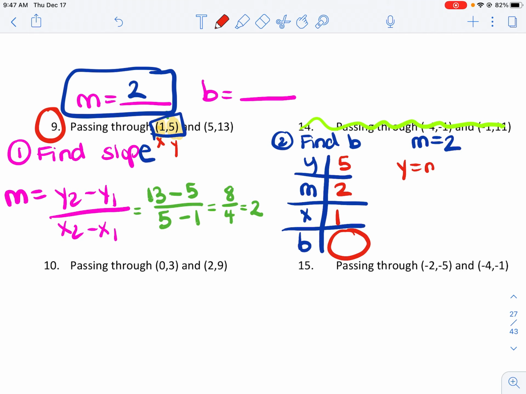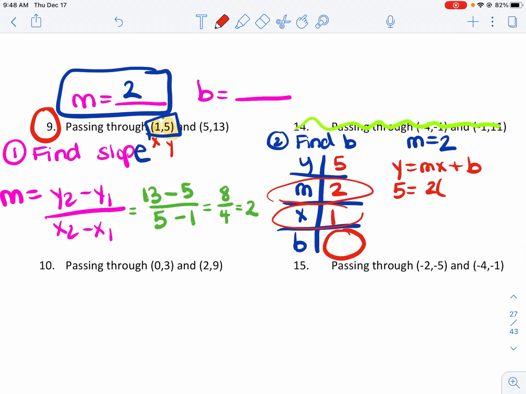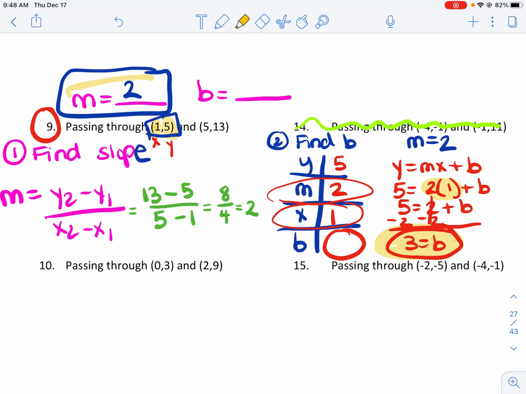So y equals mx plus b. Instead of putting in y, we're going to put in 5. For m, I'm putting in 2. For x, I'm putting in 1, plus b. Let's simplify here. So 5 equals 2 plus b. I'm going to take away 2 from both sides. So b equals 3. Great, I'm all done. I did all the work I need to do. I have m and b. Let me put b up here so I don't lose it.